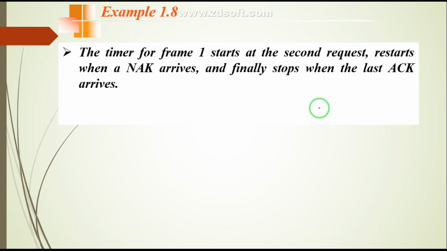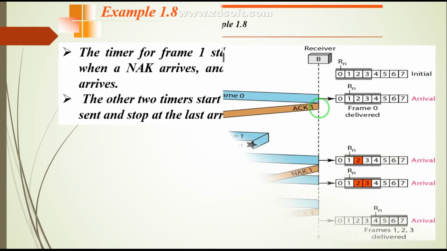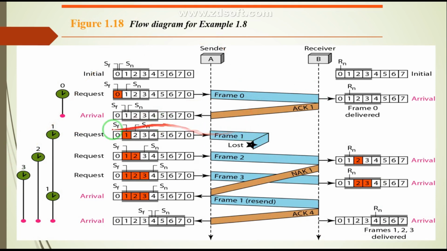Now guys, the timer for frame 1 starts at the second request, as we have seen about frame 0, and restarts when a NAK, that is a negative acknowledgement, arrives. And finally, it stops when the last acknowledgement arrives. Also, the other two timers start when the corresponding frames are sent and stop at the last arrival event. So you can see it over here. For frame 1, see this timer 1 has been started. Earlier timer 0 was there, because for each frame we need a different timer. So frame 1 has been sent.